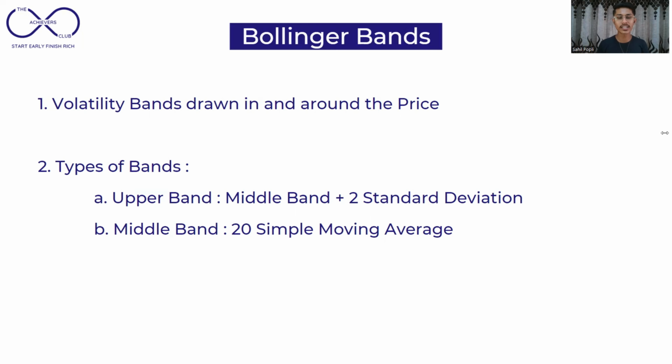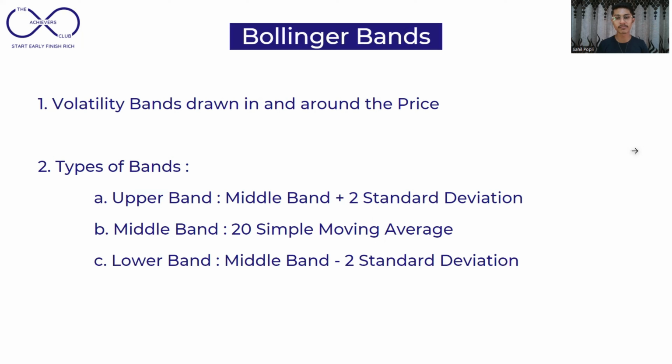So the middle band is equal to 20 simple moving average, and the lower band is middle band minus two standard deviation. So the combination of all these three bands forms the Bollinger Band, based on which we determine the volatility of any particular stock.